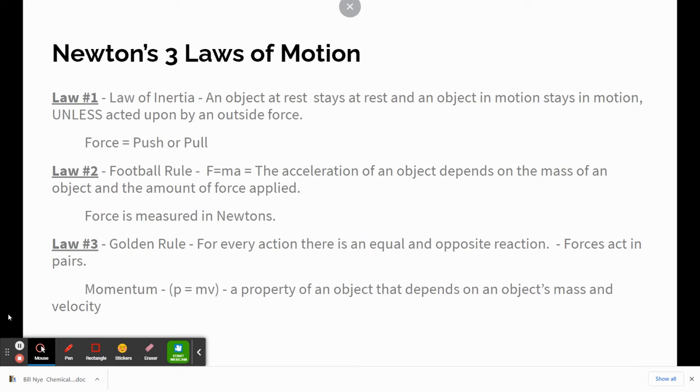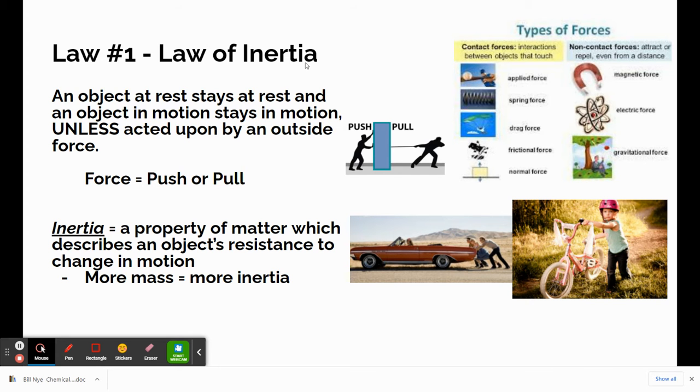Okay, then we'll talk a little bit about momentum, and momentum is abbreviated with a P. It's actually a different Greek letter, I don't remember which, but it looks like a P, and it equals mass times velocity. Momentum is basically a property of an object that depends on its mass and velocity. Okay, so first one, again, the law of inertia. An object at rest stays at rest, an object in motion stays in motion. Okay, and a force is a push or pull.